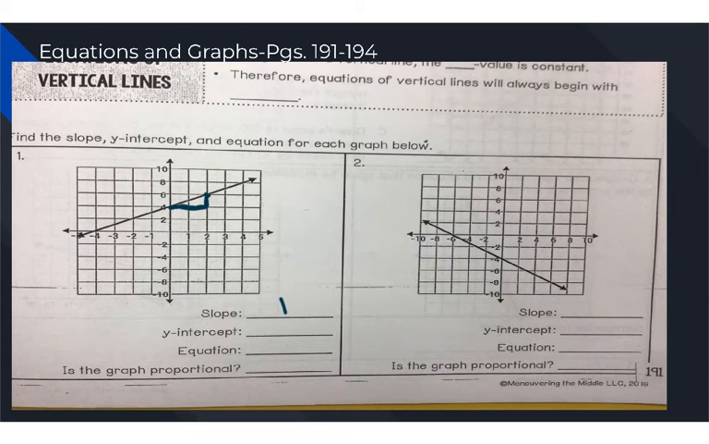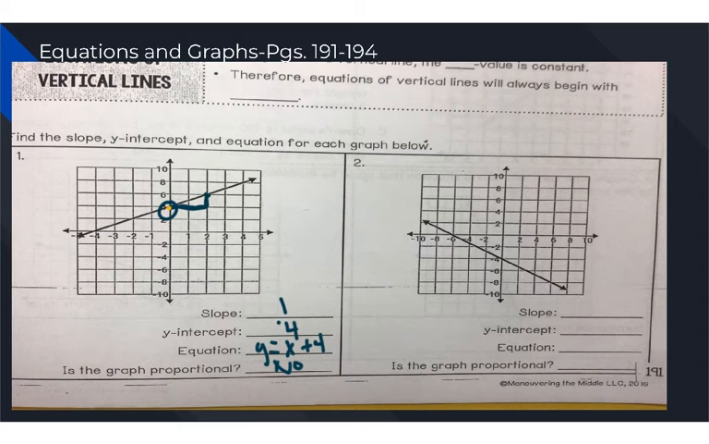Our y-intercept is, if we look where it crosses again, I'm going to show that right here, it crosses at the 4, so our y-intercept is 4. So our equation is y is equal to, remember our slope comes in front of our x value, but it's just 1, so 1 times x is x plus 4. Is the graph proportional? Well, we can see right here that it crosses at the 4, so it does not cross at the origin, so we know that it is not proportional.